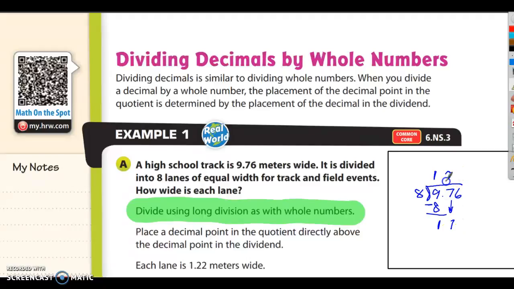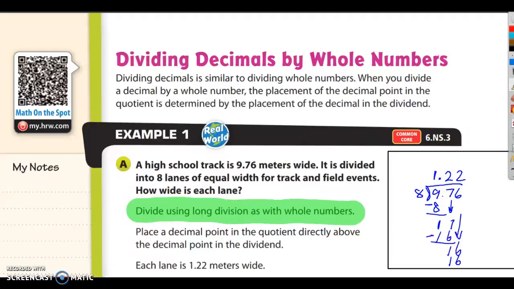8 goes into 17 twice. 2 times 8 is 16. 8 goes into 16 twice. 2 times 8 is 16. I'm going to subtract down and get 0, which means I'm done. And then the decimal goes straight up.